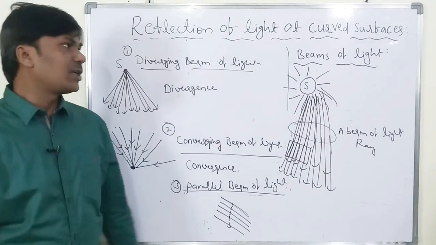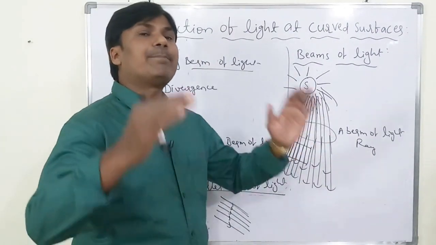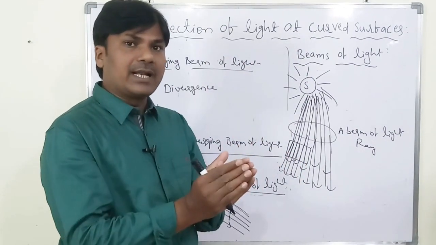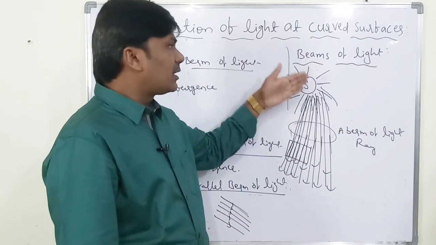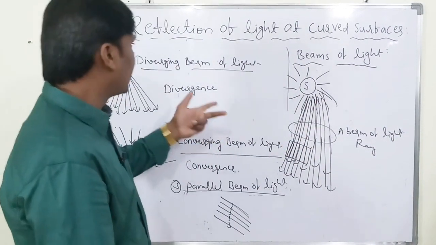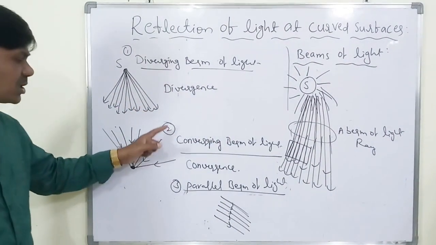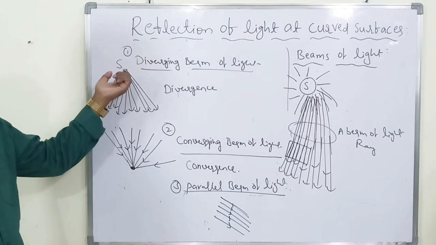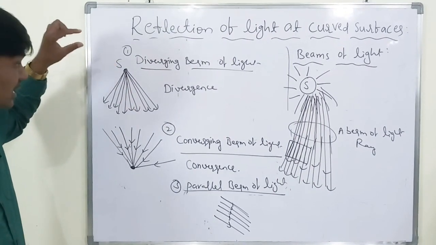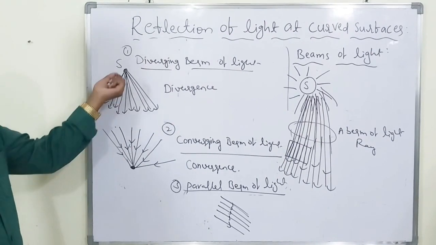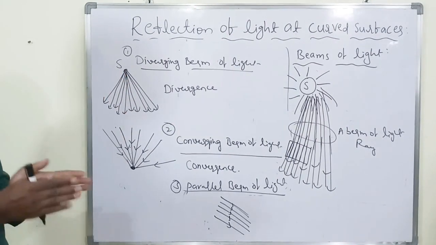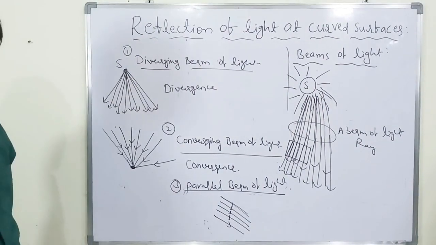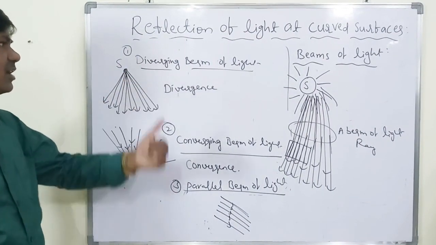Okay students, once again I will explain. A beam of light means a bunch of different light rays traveling all together in the form of a bundle. That bundle of light rays is called a beam of light. There are three types of beams: the diverging beam of light, the converging beam of light, and the parallel beam of light. In the diverging beam, all the light rays are produced from a single point, or a single source of light. From there all of them move in different directions. Diverging means starting from a point and moving in different directions. That is called divergence, and this beam is called a diverging beam of light.